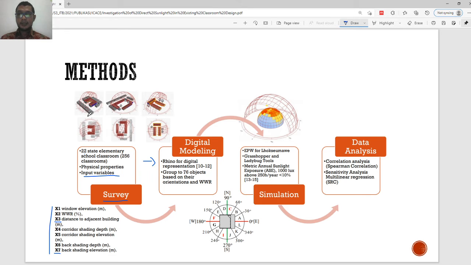As you can see here above, some sample objects have been modeled digitally using the Rhinoceros platform. And from this, we group 76 objects based on their orientation and window to wall ratio.